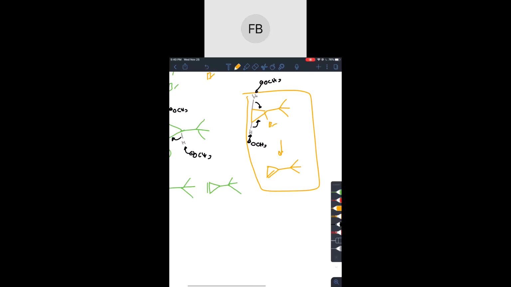Whether you draw it looking like this or the other way, it's the same thing. They're both the same.